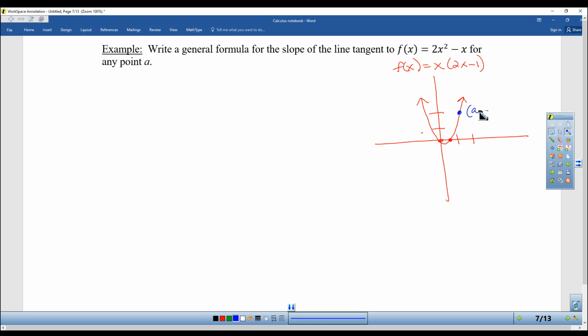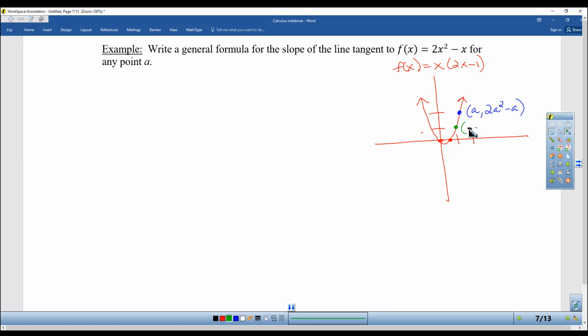I'm going to call this A. And how do we find a y value? We plug it into the equation. So the y value is 2a squared minus a. Now I need a second point. Doesn't matter if you move it left or right. You can put it wherever you want to.